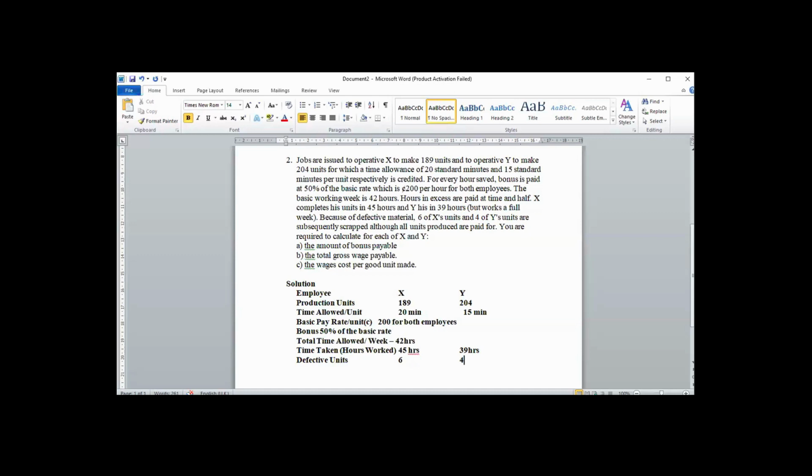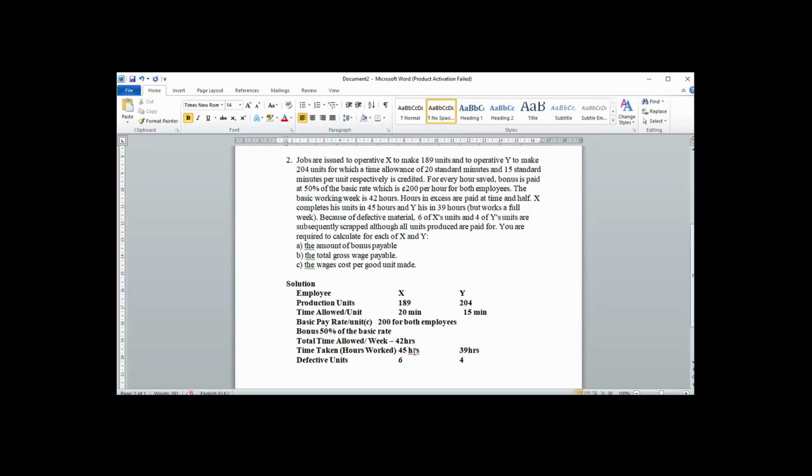Very, very simple. The examiner now asks you question A: what is the amount of bonus to be paid to X and Y? How will you determine the bonus? On what basis do you calculate bonus? You only calculate bonus for any employee that saves time. If you don't save time, there's no way you can enjoy bonus.